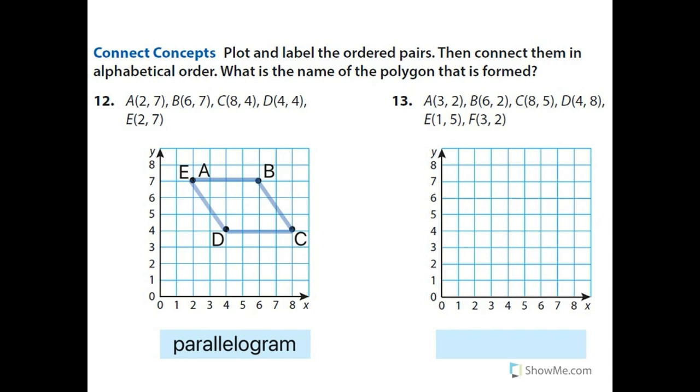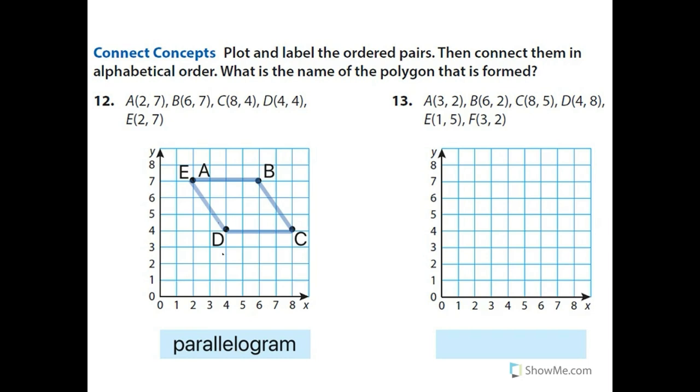Yeah, we went over 2, up 7, over 6, and up 7, over 8 and up 4, over 4 and up 4, and over 2 and up 7 again. So A and E had the same point, and then we joined those letters in alphabetical order to make that parallelogram. Alright, go ahead and try number 13 and then we'll go over it.